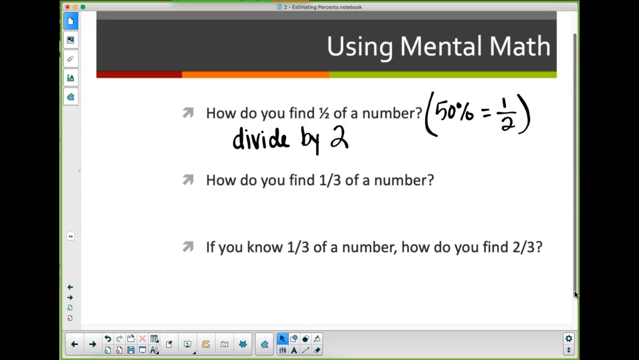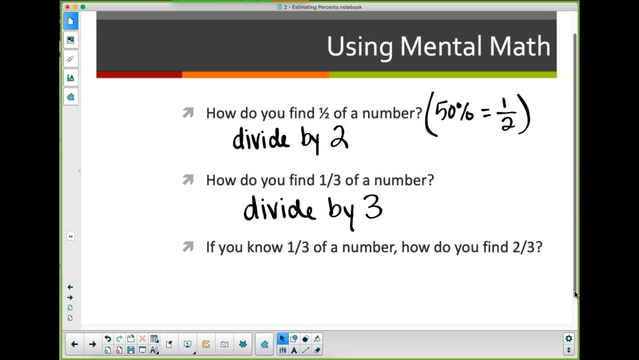So because those are equal, I can just divide by 2. How do you find 1/3 of a number? Anybody know how you find 1/3 of a number? I want to find 1/3 of something. I have a full candy bar and I want 1/3 of it. How many pieces do I break it into? 3, right? Everybody agree with that? Okay. So if I want to find 1/3 of a number, I'm going to divide by 3.